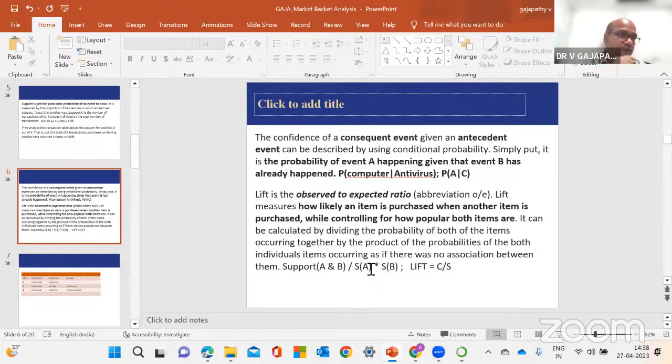These are all in percentage only. This is giving you relative support. You now read the text matter here. Lift is, you see here, observed to expected. It measures how likely an item is purchased when another item is purchased.